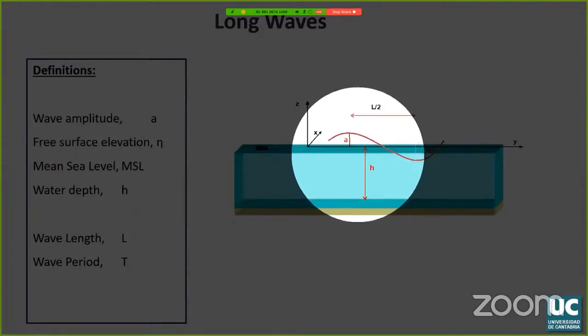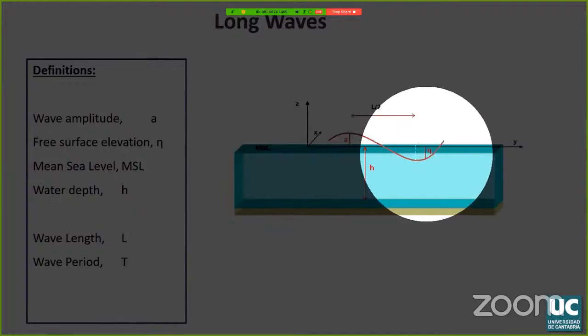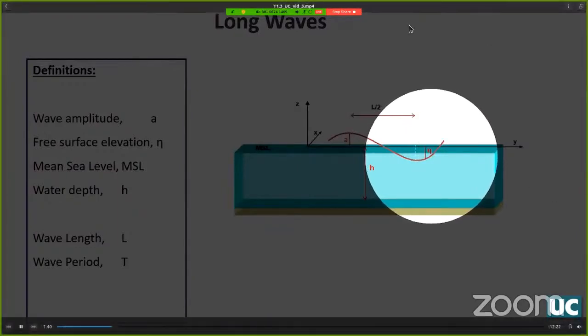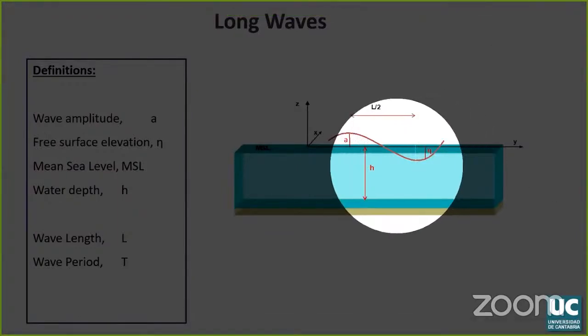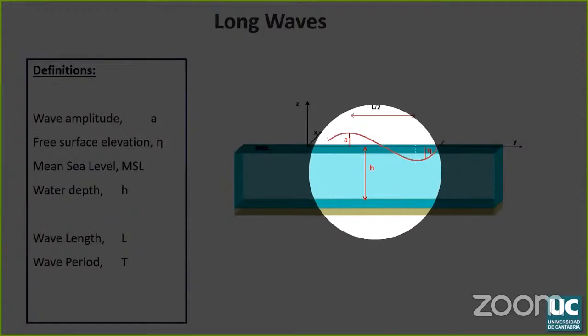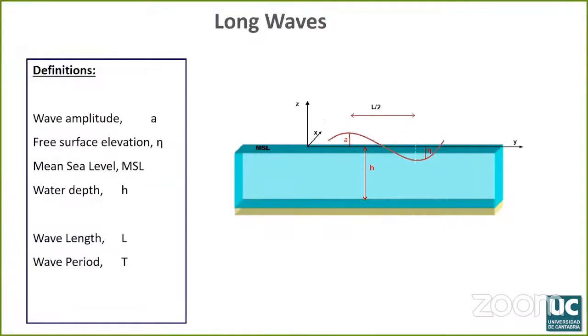The free surface elevation is the vertical distance between the mean sea level and the surface of the wave. The water depth is the vertical distance between the mean sea level and the ocean bottom. The wavelength of a wave is the distance from one crest to the next one. And finally, the wave period is the time it takes 2 successive wave crests to pass a fixed point.